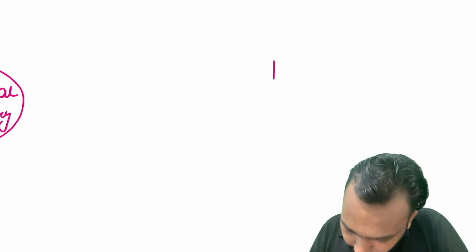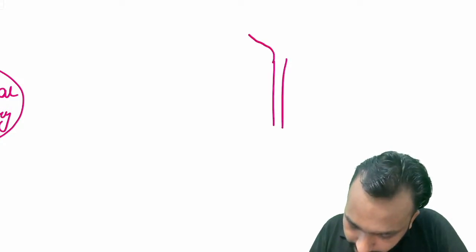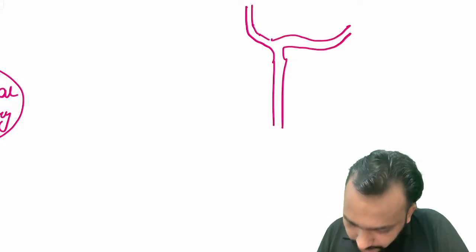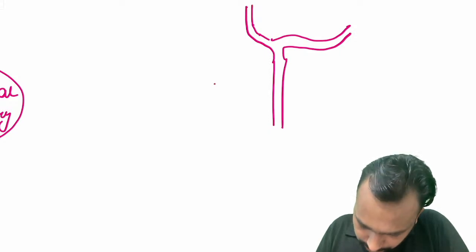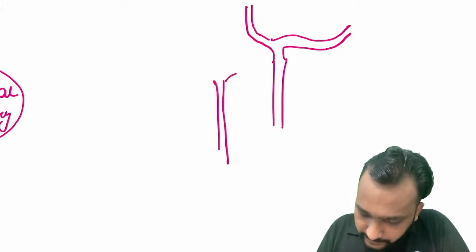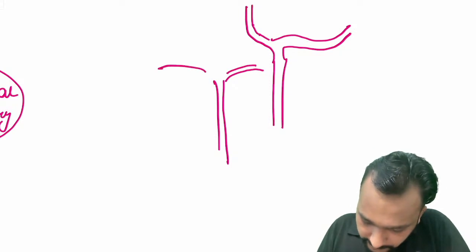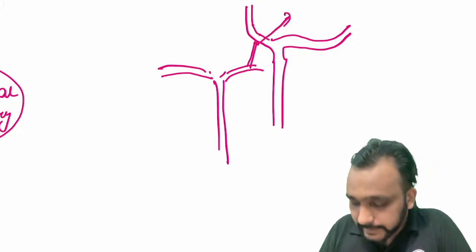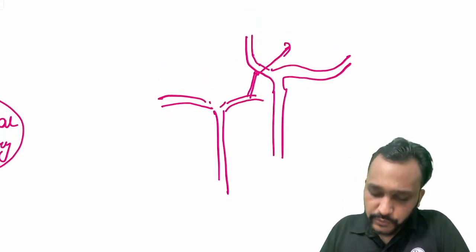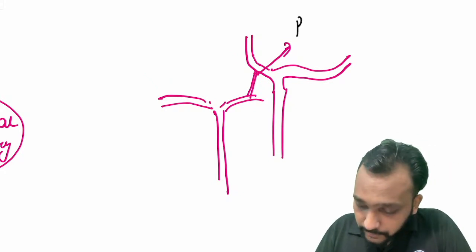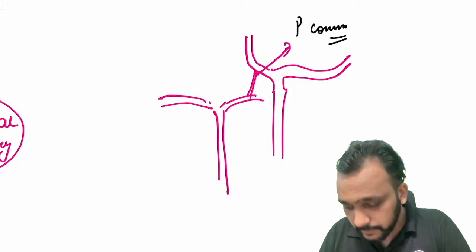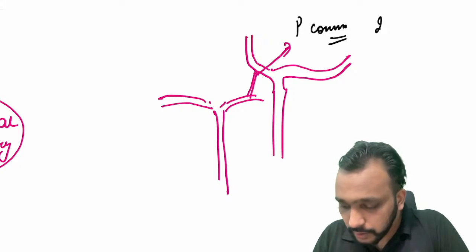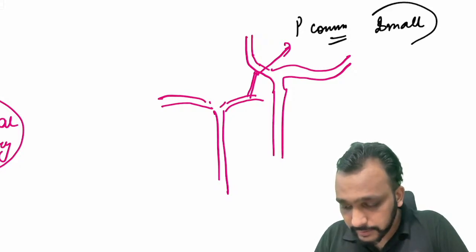So guys, this is the internal carotid artery. It divides into ACA and MCA, right? And posteriorly we have the basilar artery. It divides into two PCAs. Both these circulations are connected to each other by the posterior communicating artery, PCOM, right? But this PCOM is too small for any thrombus to pass through it, right?